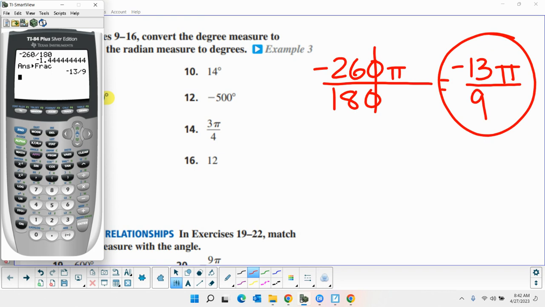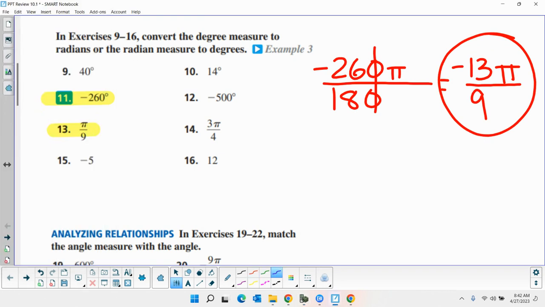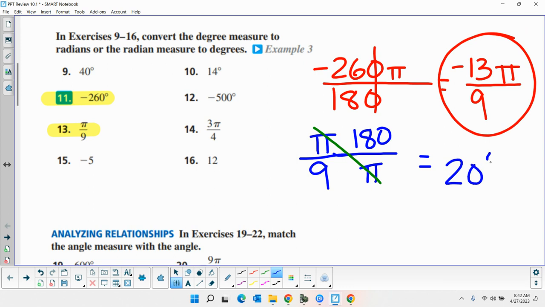All right, the other one, going the other way. It's in radians. What do I put next to pi? 180. What do I put in the bottom? Pi. What happens to the pi's? They cancel. What's 180 divided by 9? 20. Simple. Right, Brett? Look at it. Beautiful. See, he's listening. Serenity, got that? Kaylee? Good.